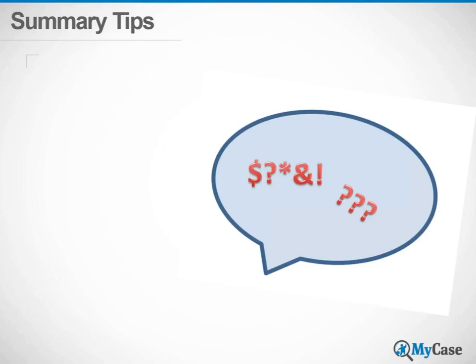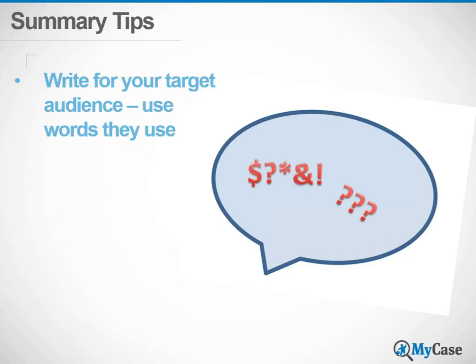So let's talk about some tips for summaries. And again, we're looking at who your target audience is. You want to write for those people. Use the words that they use. So if you're targeting potential clients, use the kind of words that they use to describe their problems or issues. You want to use keywords.